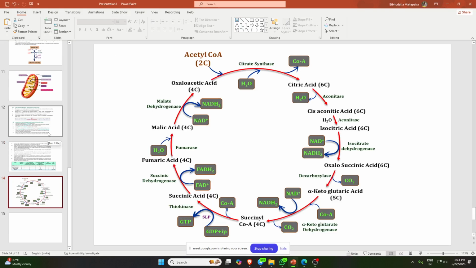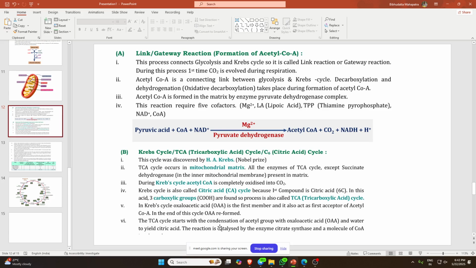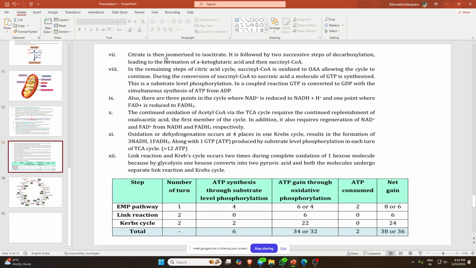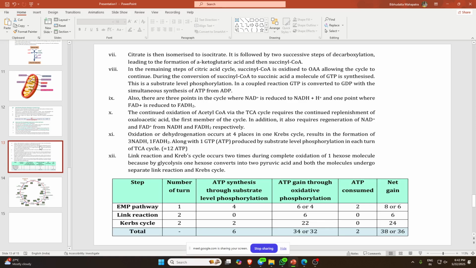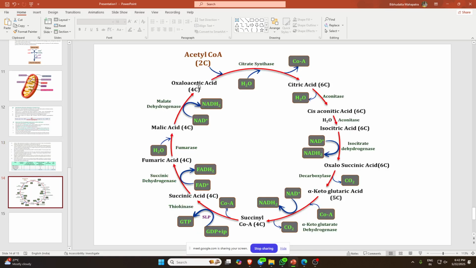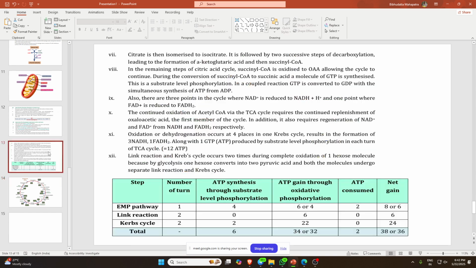Okay, now we will just go through the lines of what it is saying. Citrate is then isomerized to isocitrate. The TCA cycle starts with the condensation of acetyl group with oxaloacetic acid and water to yield citric acid. The reaction is catalyzed by the enzyme citrate synthase, with a molecule of coenzyme A released. Okay, now you see citric acid, first reaction, put it into one oxaloacetic acid, acetyl coenzyme A is added over here from the link reaction in the presence of citrate synthase. Okay, and water is there, so that is a condensation reaction, and it will go to the citric acid, a 6-carbon compound.